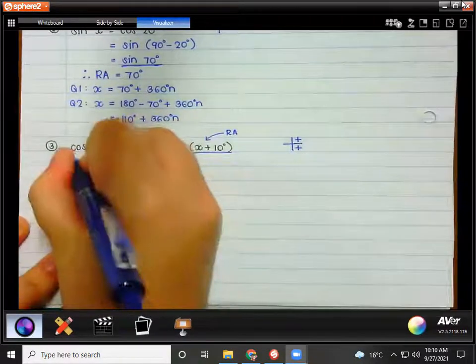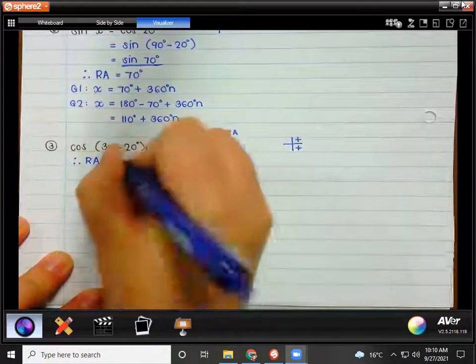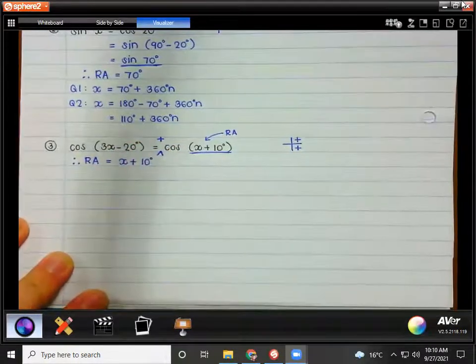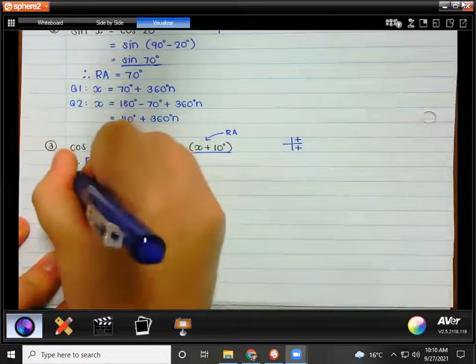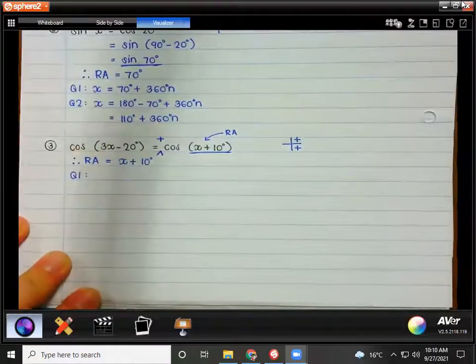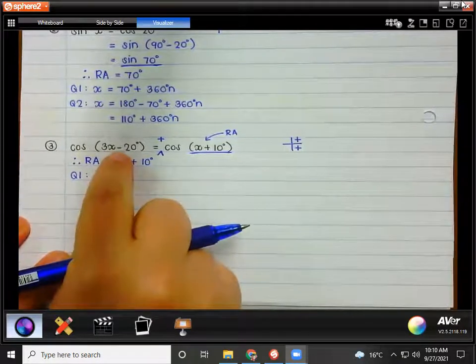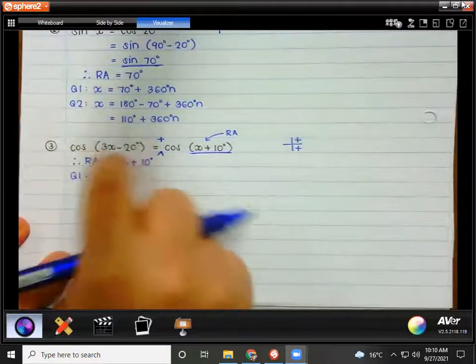Okay, so therefore, I suppose I wrote it at the top there, so you wouldn't really have to write it again, but let's do our full layout. The reference angle is x plus 10. So in quadrant 1, my guys, can I now say x is equal to the reference angle? What angle do I have on the left here? Is it cos x? It's cos of 3x minus 20.